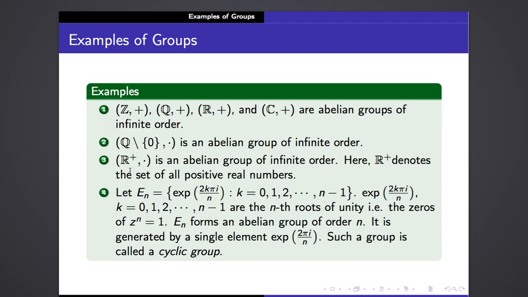Now here we have a new notation, which is R plus, right? This R plus denotes the set of all positive real numbers. And with multiplication, this is an abelian group of infinite order.